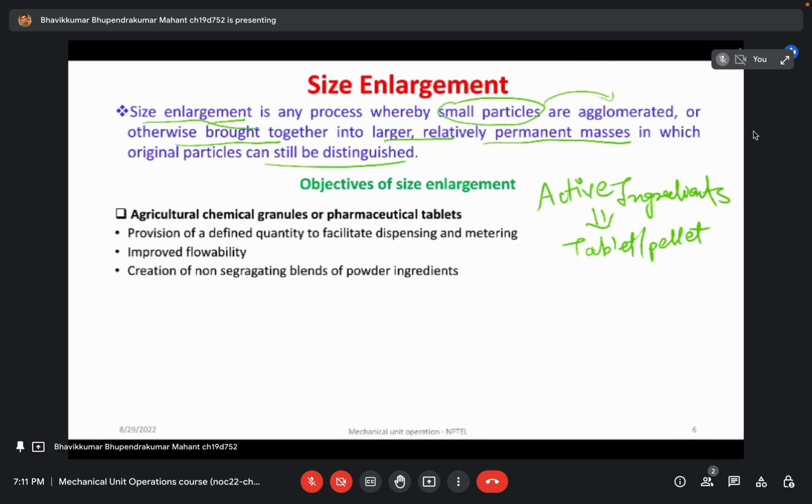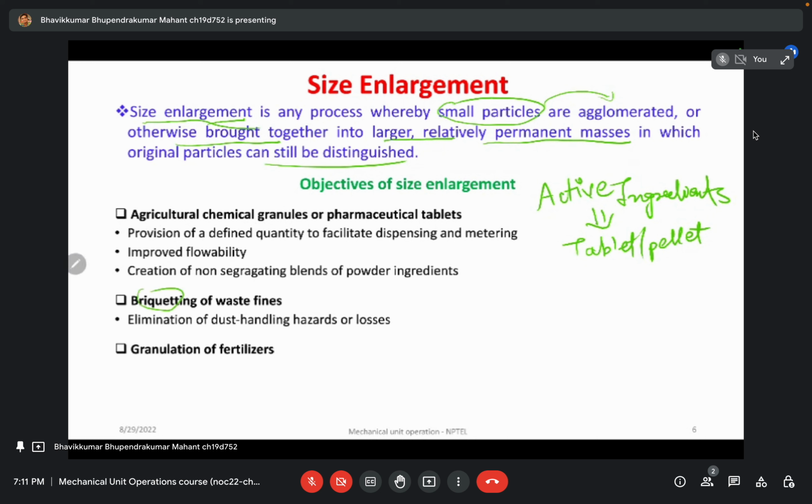In that you have to provide a defined quantity to facilitate dispensing and metering. The outcomes of using tablets and granules are improved flowability and the creation of segregating blends of powder ingredients. If we talk about other areas like briquetting of waste fines, when waste treatment plants are there, you convert the fines into briquette form. If we have waste fines, then it will be very difficult to handle those fines.